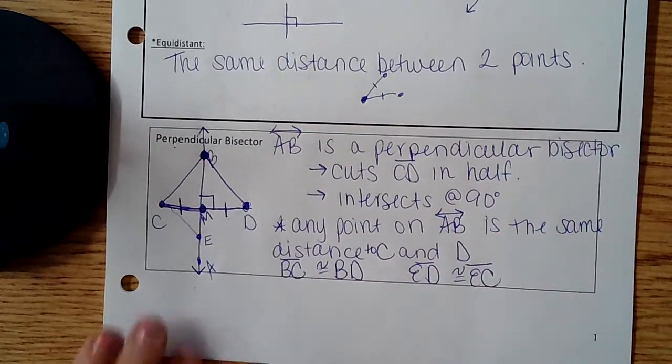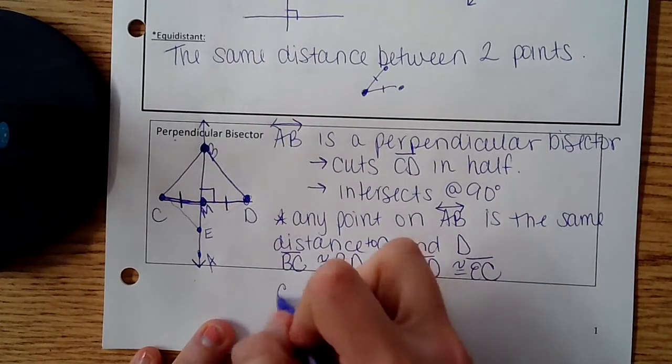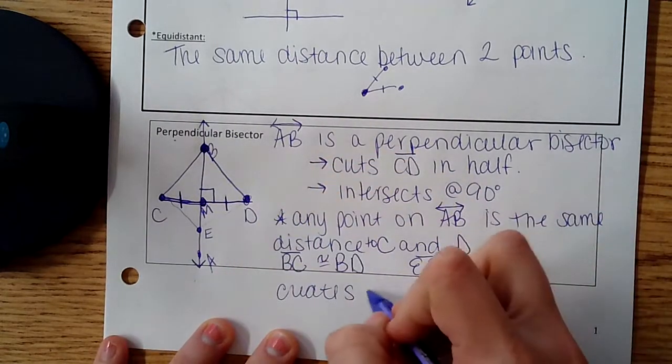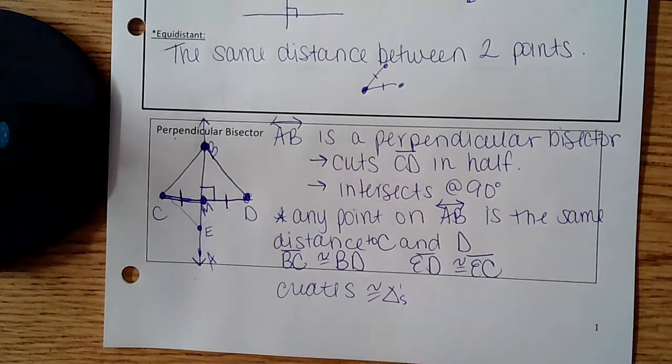So it is creating congruent triangles when we connect these, and we're going to use all this information to solve different pieces.